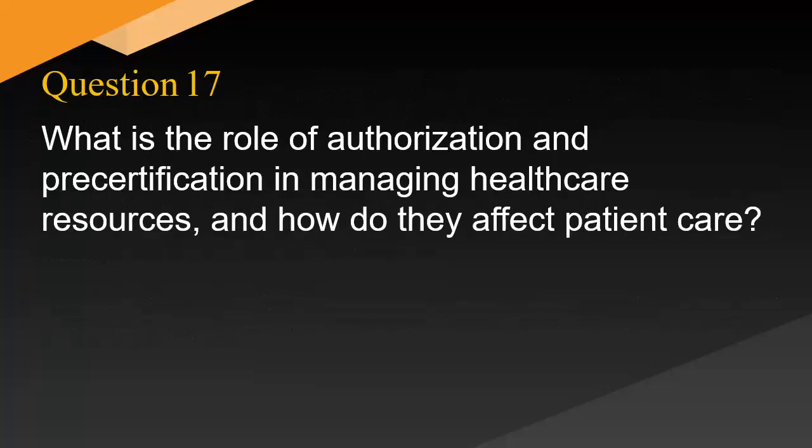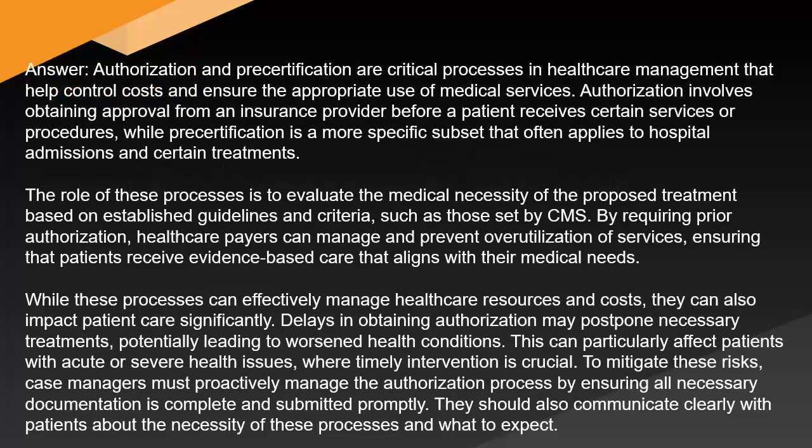What is the role of authorization and pre-certification in managing healthcare resources, and how do they affect patient care? Answer: Authorization and pre-certification are critical processes in healthcare management that help control costs and ensure the appropriate use of medical services. Authorization involves obtaining approval from an insurance provider before a patient receives certain services or procedures, while pre-certification is a more specific subset that often applies to hospital admissions and certain treatments.